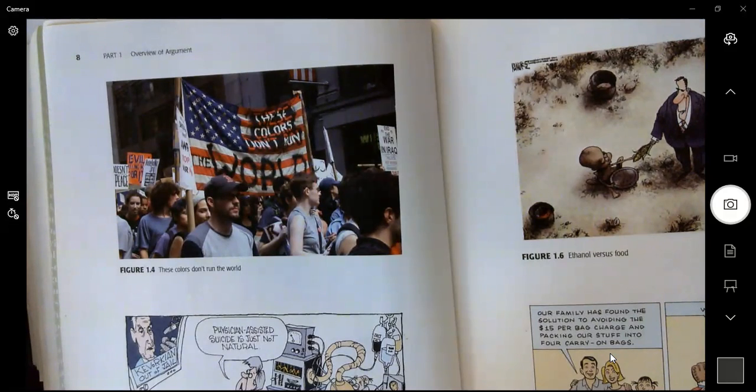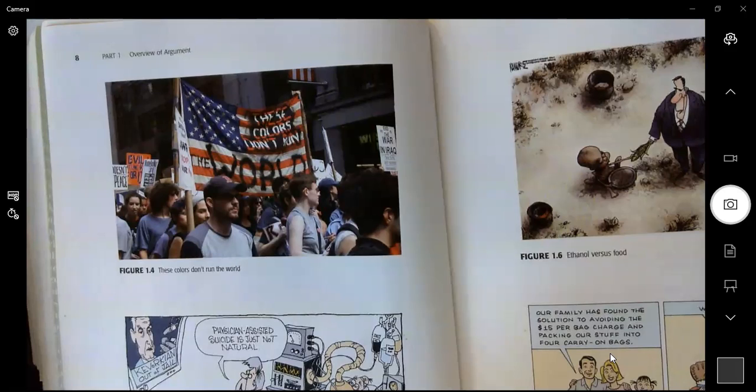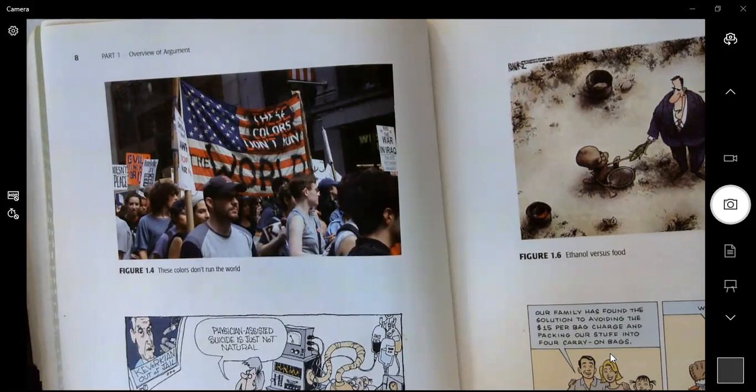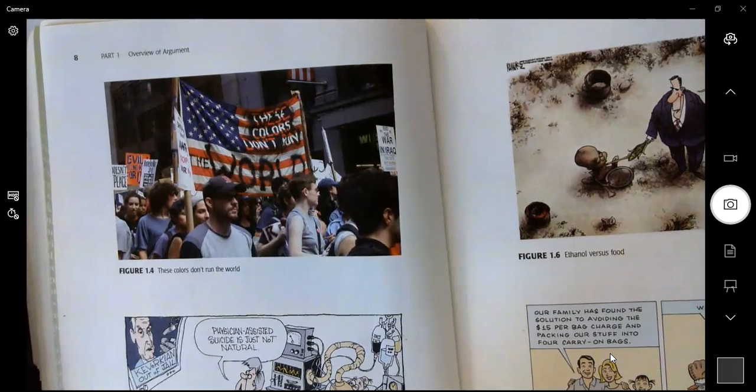This is a protest for the war in Iraq. They were arguing and joining the conversation about whether or not the United States should be fighting wars on foreign soil in general. So when we get these colors, don't run the world, the idea is that is the war worth the time, the money, the foreign intervention? That's the kind of conversation they were entering.